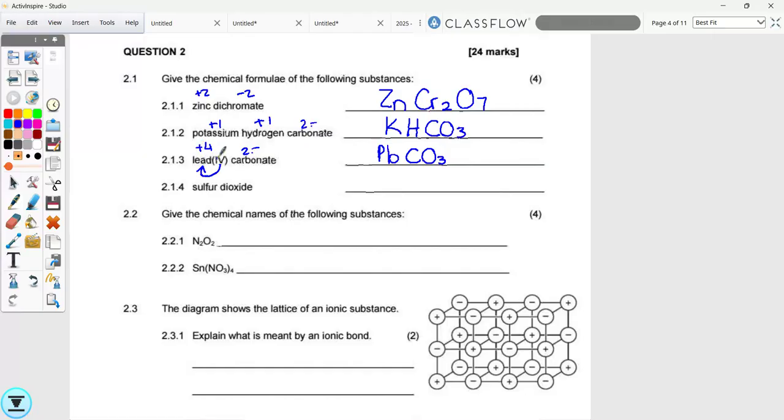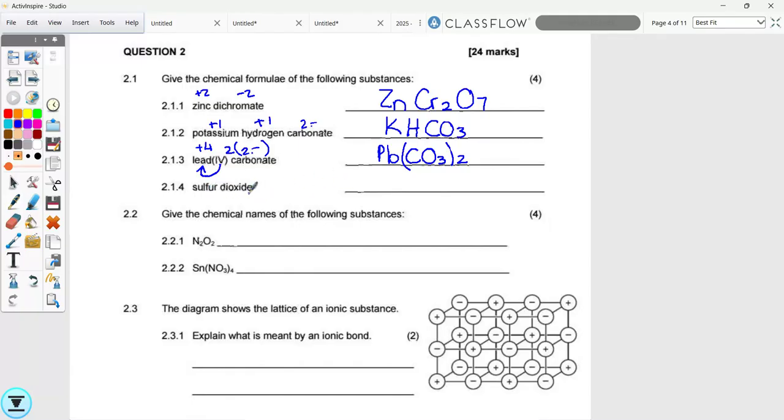Now let's look at our charges. It's plus 4 minus 2. Does that give me 0? No, what must I do? I need to make 2 of these. So that means my carbonate, I need 2 of. You happy with that? Perfect.